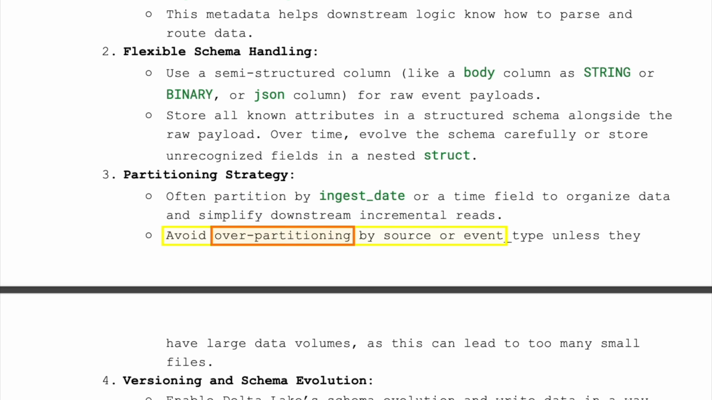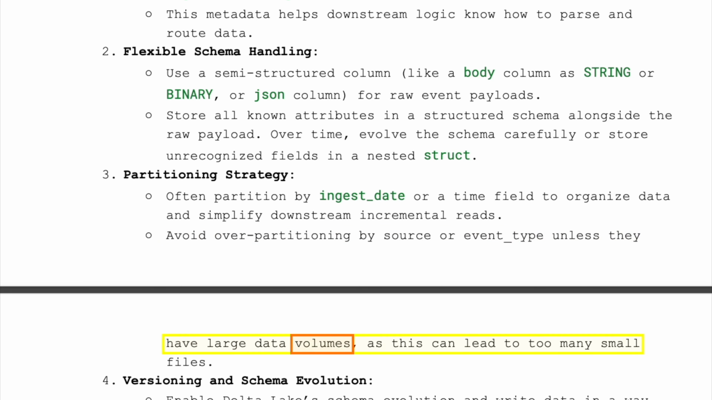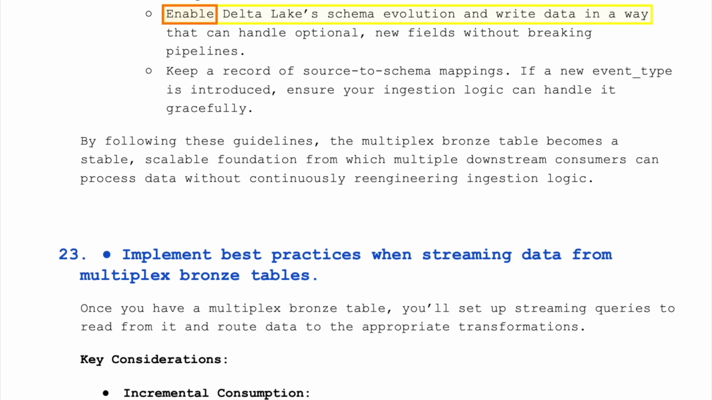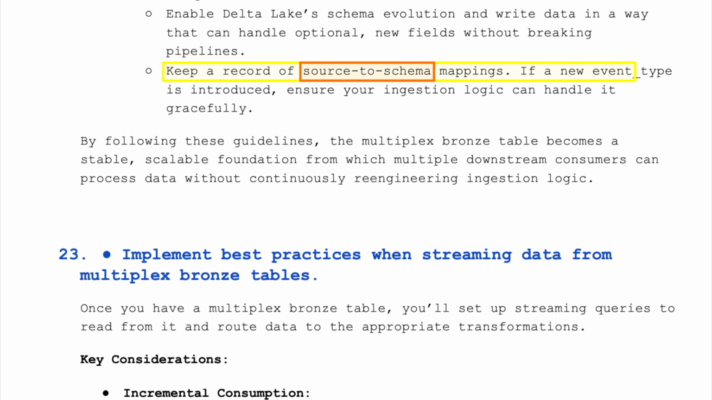Avoid over-partitioning by source or event_type unless they have large data volumes, as this can lead to too many small files. 4. Versioning and schema evolution. Enable Delta Lake schema evolution and write data in a way that can handle optional new fields without breaking pipelines. Keep a record of source to schema mappings. If a new event_type is introduced, ensure your ingestion logic can handle it gracefully.